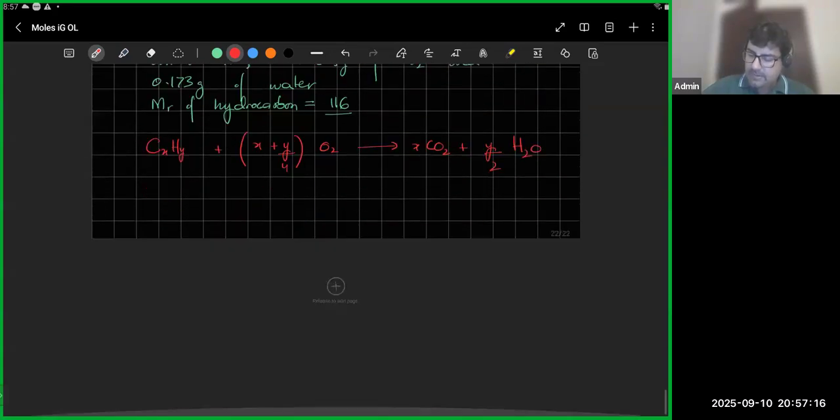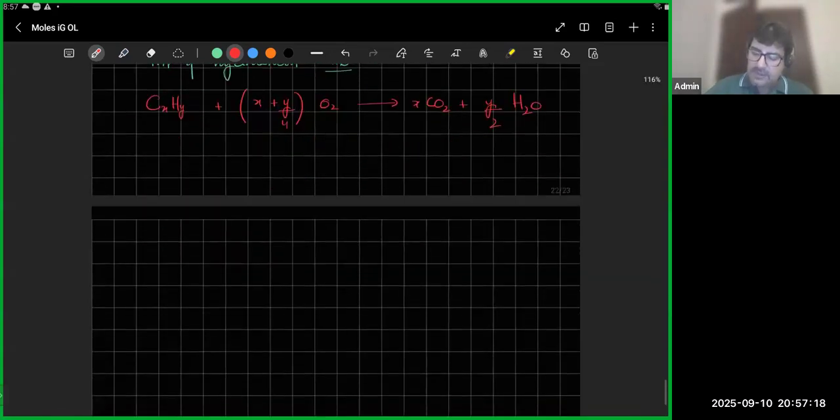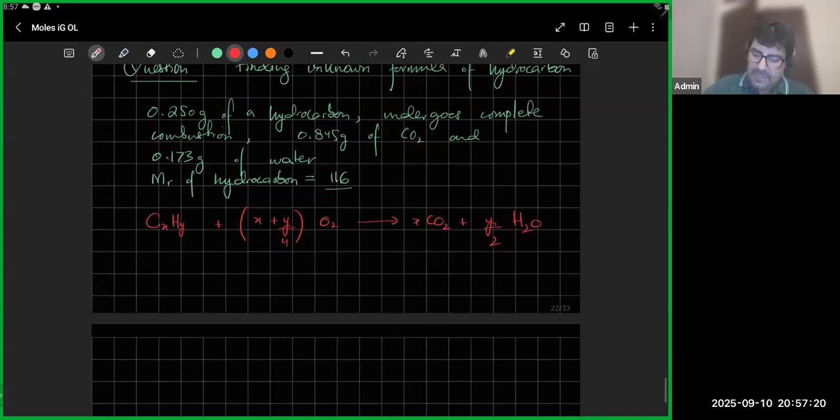So I've been given the mass of the hydrocarbon, which is 0.250 grams. Now listen to this carefully. I've been given the mass of carbon dioxide, which is 0.845 grams, and 0.173 grams of water. Just confirm once more: 0.173 grams of water, right?